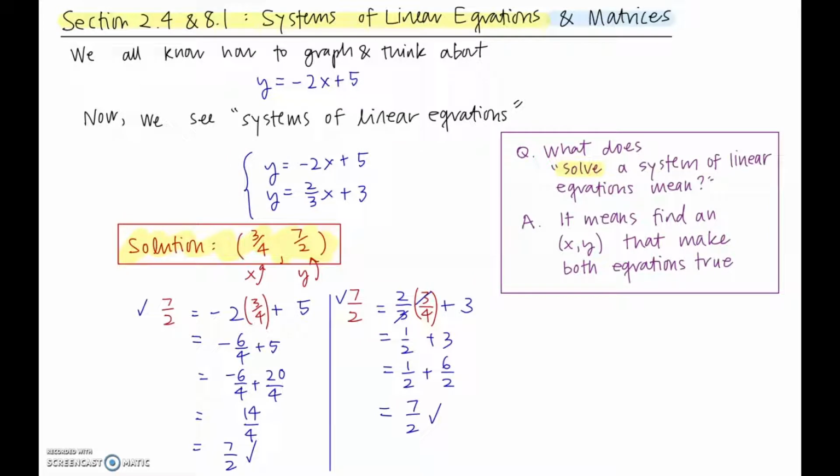Now, this is actually the only ordered pair x and y that will work in both equations. There's a lot of other ordered pairs that would just work in this one. For example, if x was 1 and y was 3, that would work. If x was 2 and y was 1, it would work for the top equation. But those pairs won't work for this guy. This is the only one, this (3/4, 7/2), that works for both equations, that makes both of them true. And so that's a very special point for this system. It's the solution to this system.